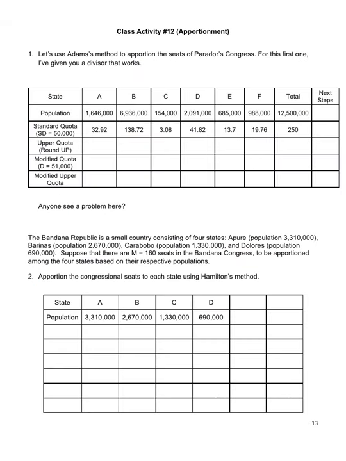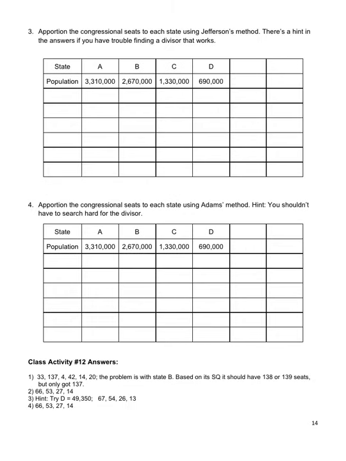is class activity number 12, so you get to try Adams' method here, and I want to make a note. In numbers 2, 3, and 4, they all use this information. So 2, and then on the next page, 3 and 4 are all using the same information. So the first part of the table is filled in for you.